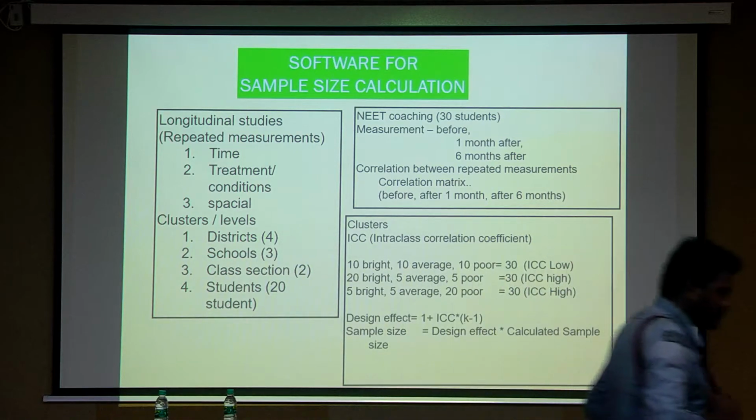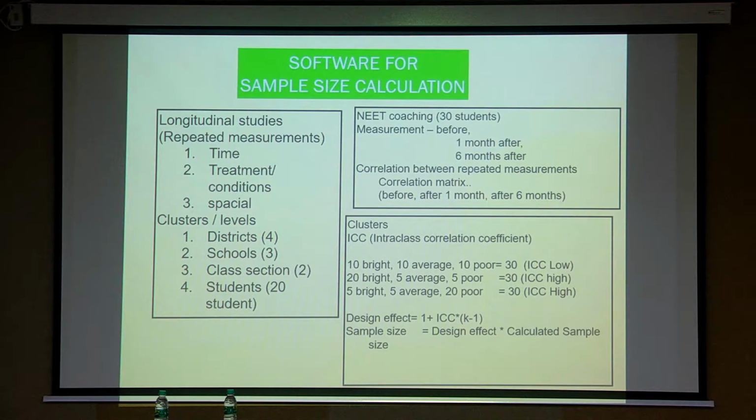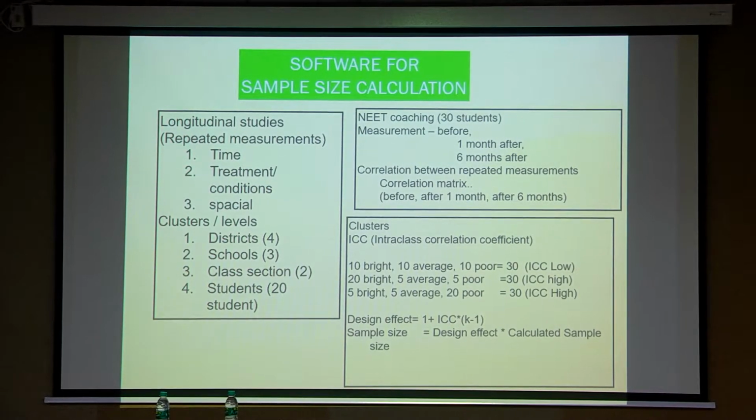Here in this design effect, you have to use this formula: 1 plus intra-class correlation coefficient times k minus 1. That k minus 1, we have already calculated the sample size, no? That is the thing.